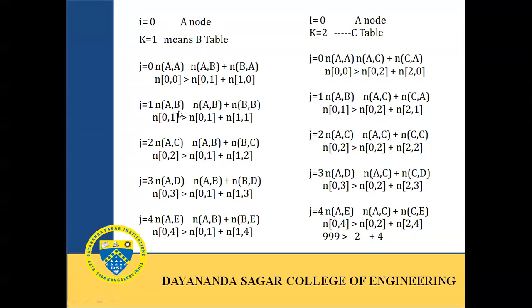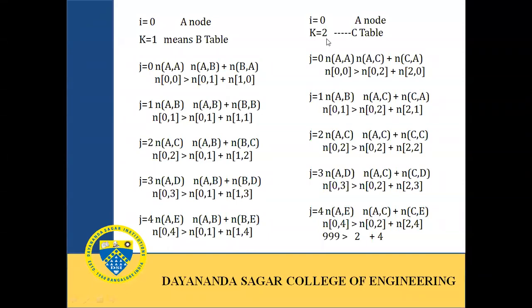Now similarly for the second one, A to B: to reach B, we can use B node. So what is the value? There's no updation in this one. Once J is equal to 2, again, from A to C, we can use the B node as a different path. So what is the value? There's no updation because it is still less. Similarly for all other loops. There's no updation in this B table because A is having the shortest path.